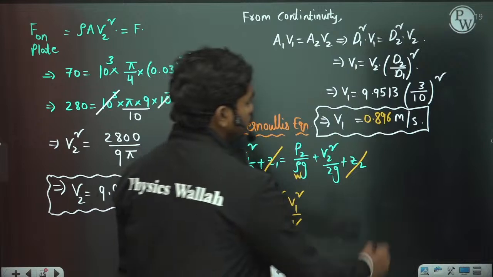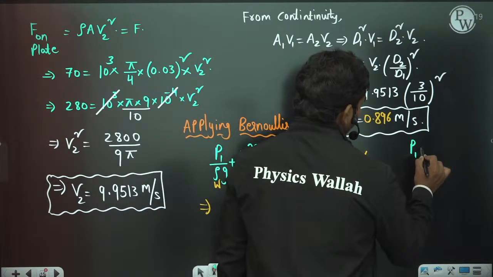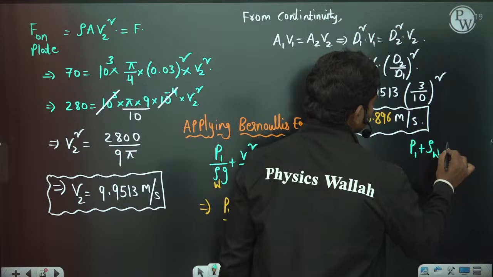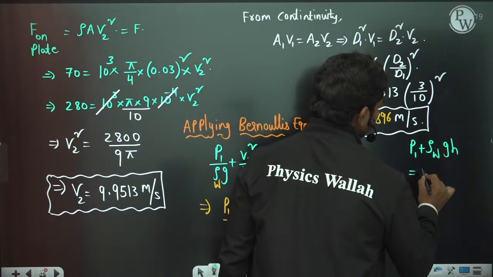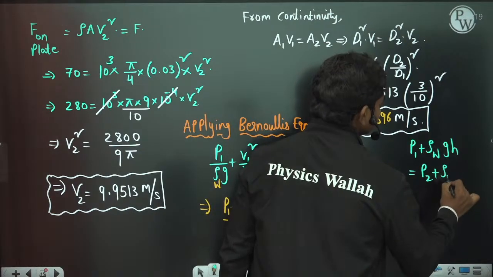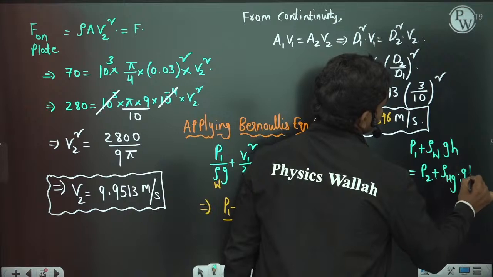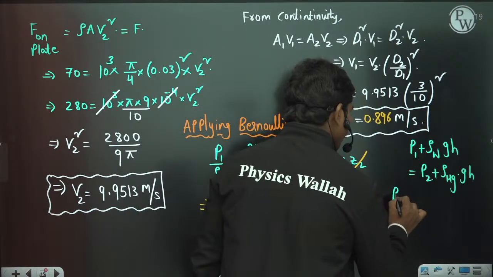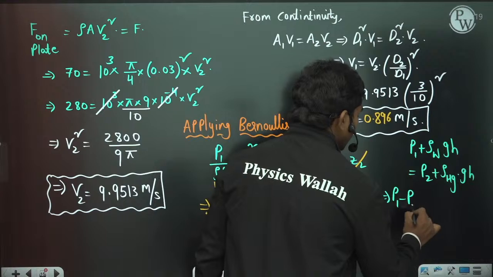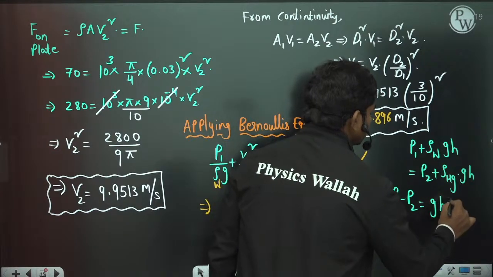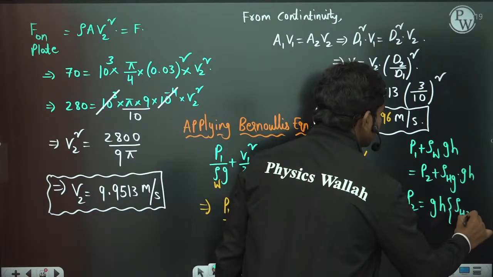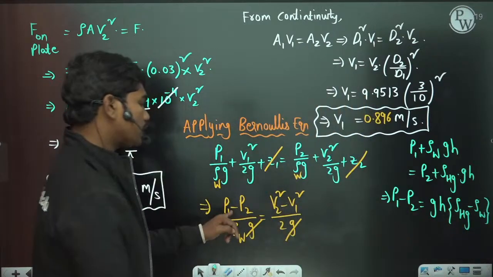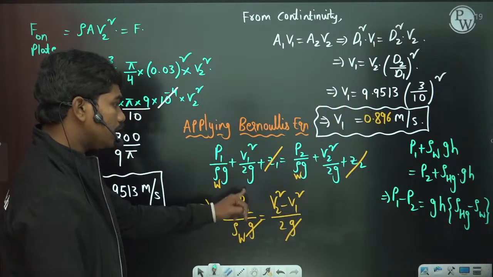PA is equal to P1 plus rho water gh, and this should be the same as P2 plus rho mercury gh. Now if you take the difference, P1 minus P2 is equal to gh times the density of mercury minus the density of water. So if you substitute here, you can get P1 minus P2.